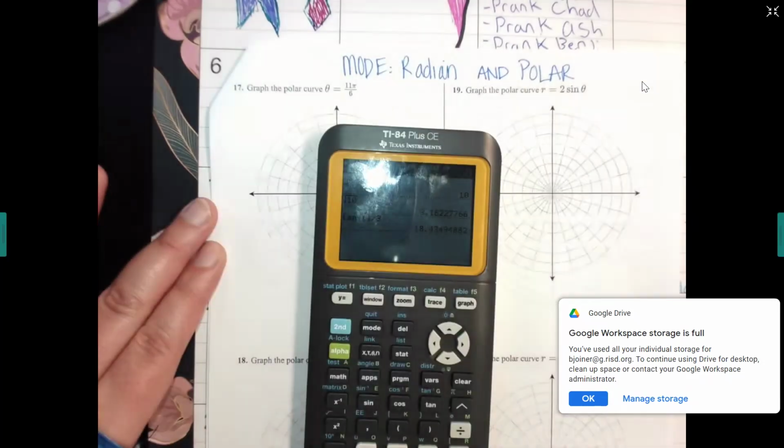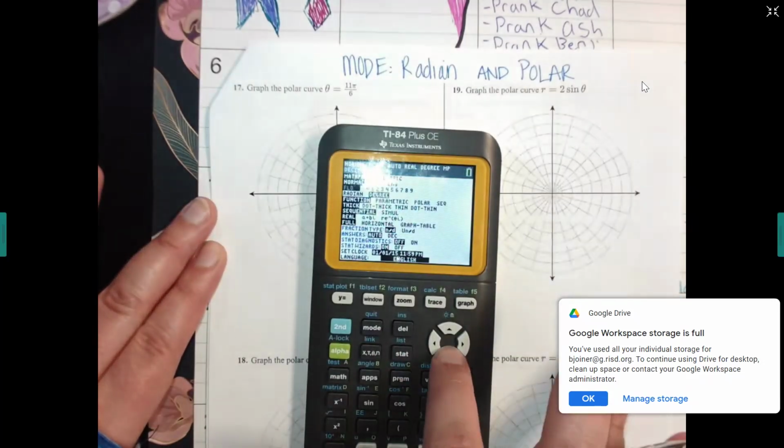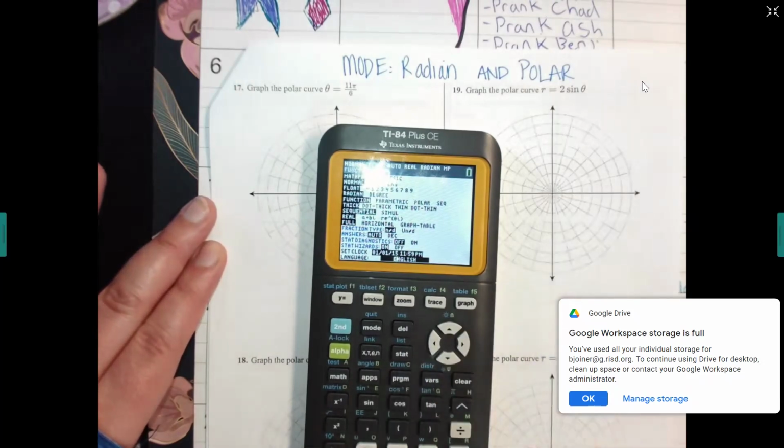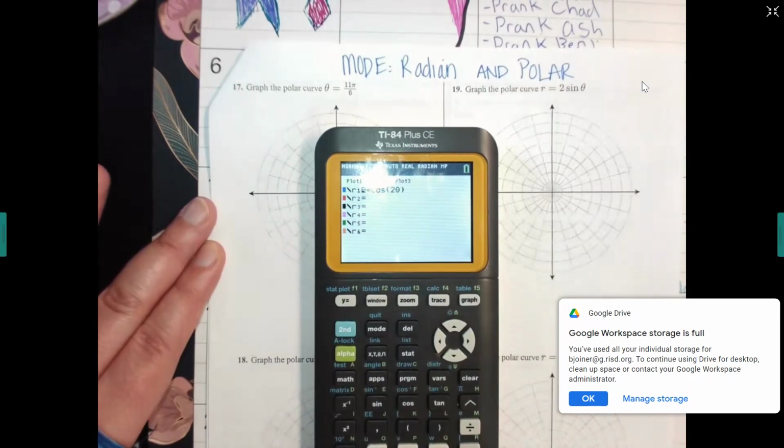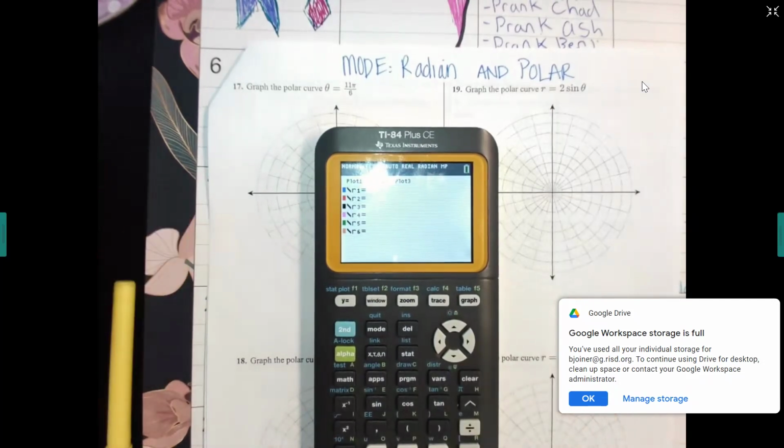All right, so you're hitting the mode button. We want radian and we want polar. Okay. All right, all of the ones that you should type in, okay, as long as it starts with an R equals, you can literally just put it here and then match the graph on the picture.